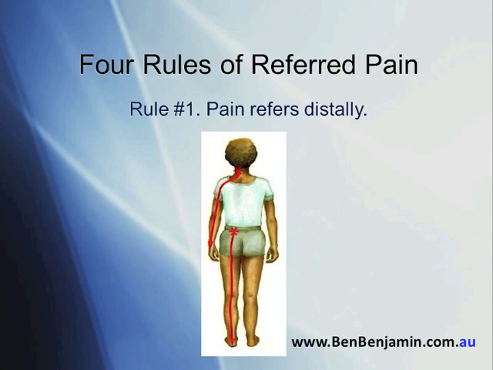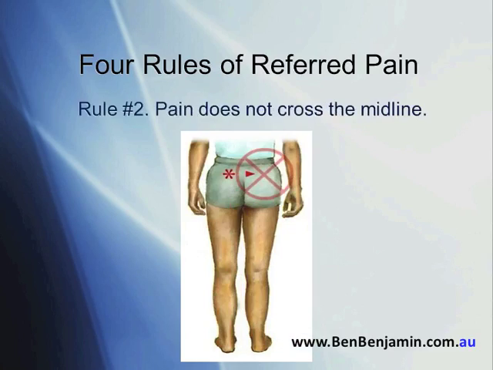Then you'll really understand what's happening with the pain from various structures in the low back. The second one is that pain doesn't cross the midline. You don't get a pain in the right side of your low back that goes over to the left side of your back. If it does that, what do you think it means? If you have a pain in the right side and it goes over to the left side, what is the client actually telling you?